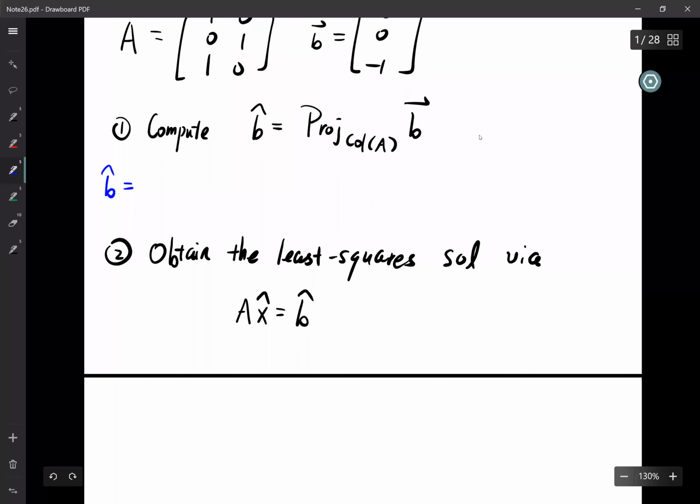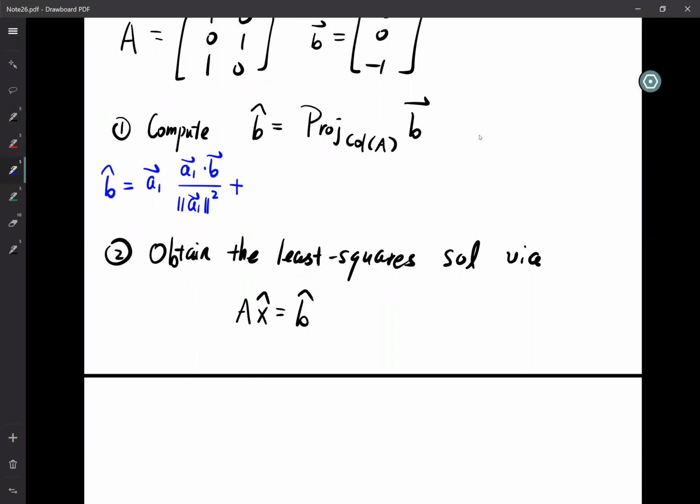B hat. First we have the first vector, A1 times A1 dot B, a very mechanical procedure, divided by the norm of A1 squared. And then we have the second part, which is A2, and again we have a number, A2 dot B, divided by the norm of A2 squared.